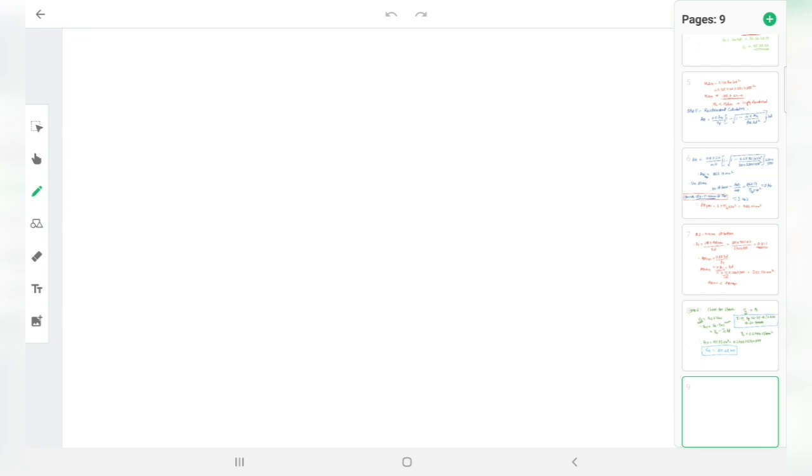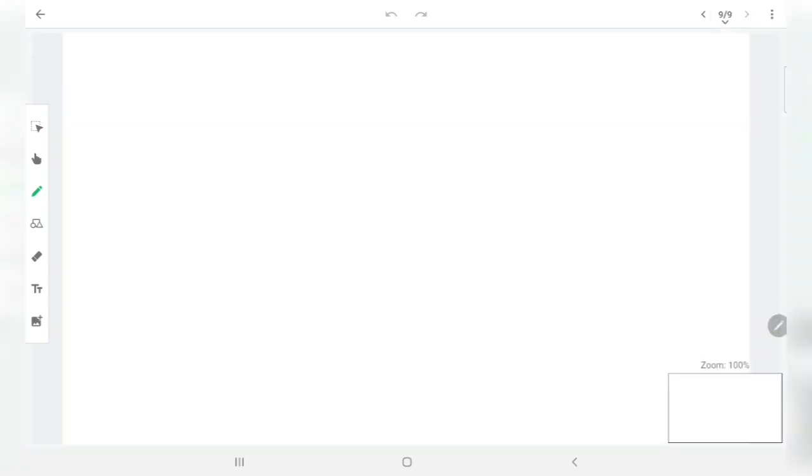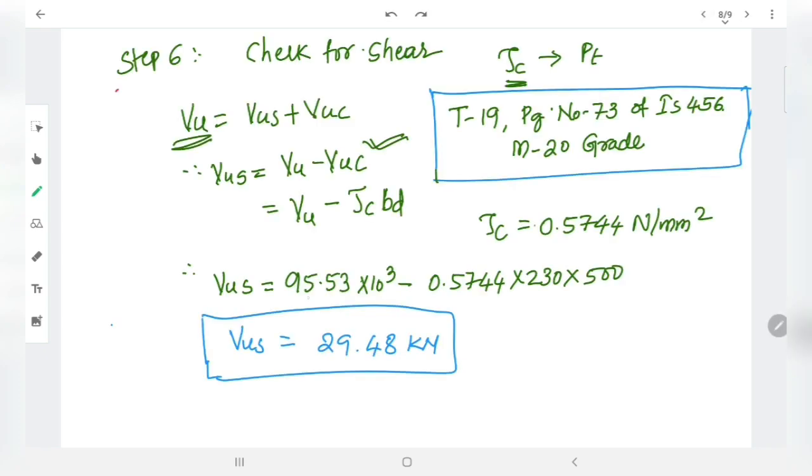The shear force which is acting in total is 95.53 kilonewton on the section. The concrete will resist this much amount of shear, that is 0.5744 into 230 into 500. It may be around 66 kilonewton. The remaining 29.48 kilonewton needs to be resisted by the shear reinforcement.